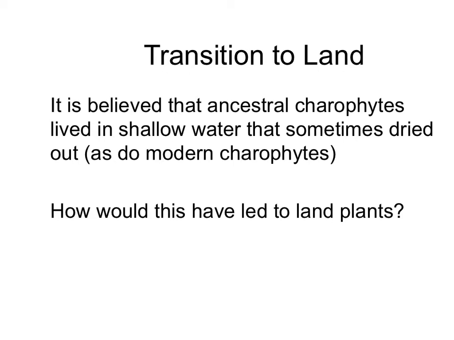Now, as far as answering the question of, how did they get from the water to the land? It's believed that these ancestral green algae, or charophytes, would live in shallow water, and the shallow water would sometimes dry out. Now, I want you to try and answer this question. How would this situation have led to plants on land? I want you to think about what you know about evolution and natural selection. Pause the video, give it a think.